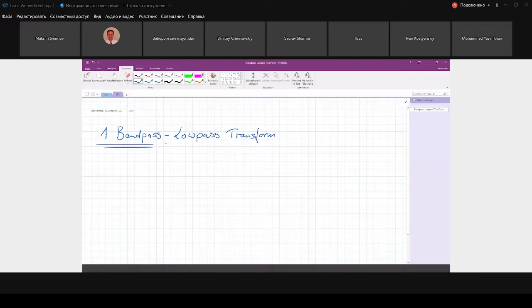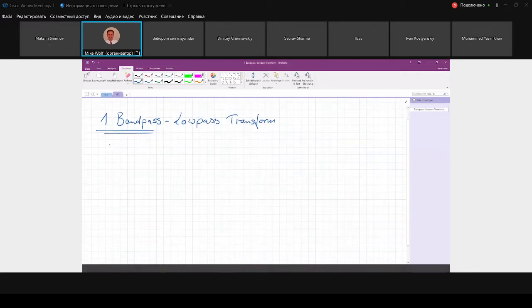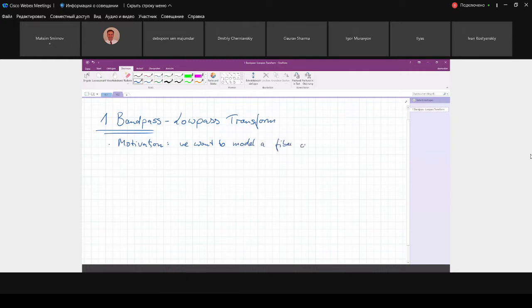So, I just start with a simple motivation. Do we need this? And then you will see, even in this lecture, that this is not just math, just a model. You can use it in practice. Motivation: let's say we want to model a fiber optical system and the signals.